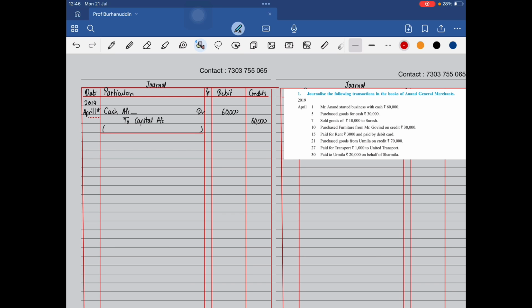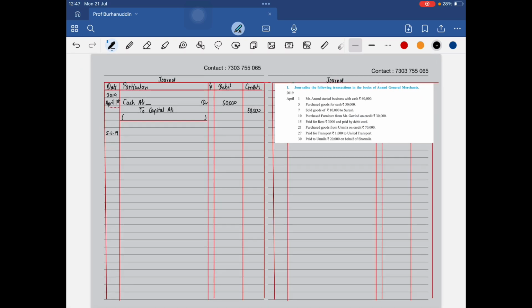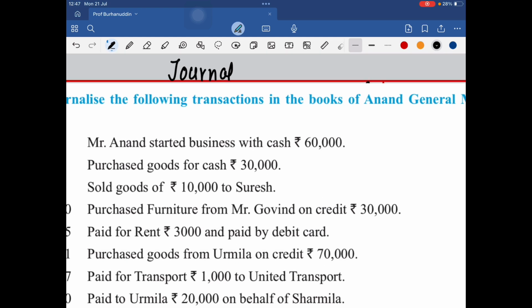April 1st. The next transaction is on April 5th. So you can write it in this way also: 5th of April 2019. There are different ways of doing it, right? I'll follow this format because I have been using this format only. The next transaction is purchase goods for cash. So two accounts will be affected: one is purchases and one is cash.